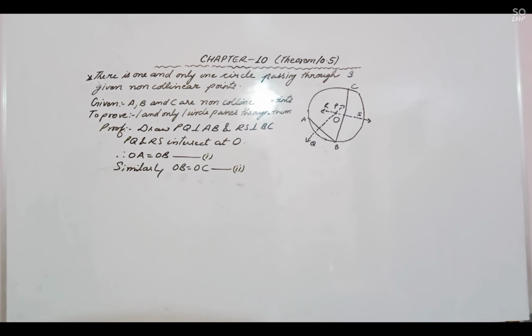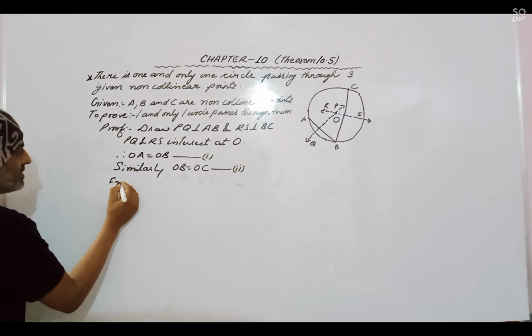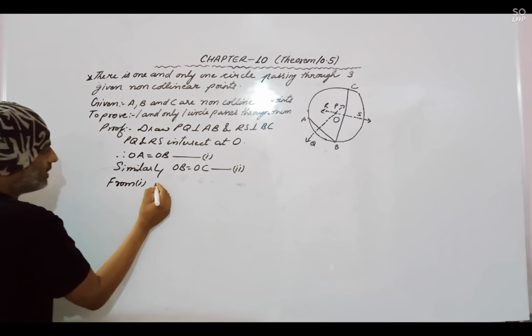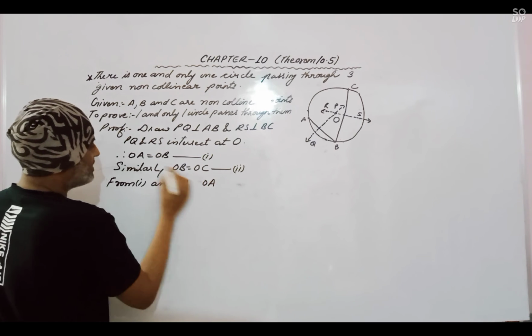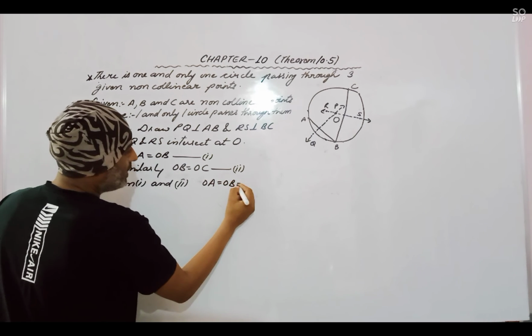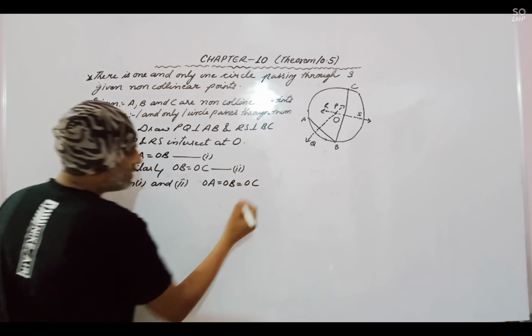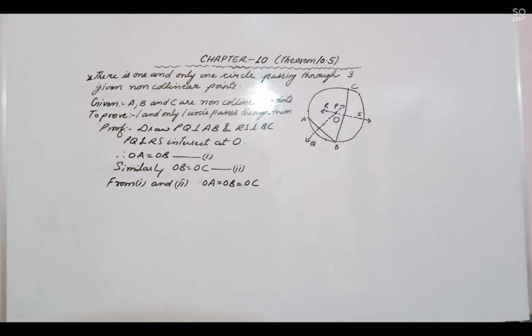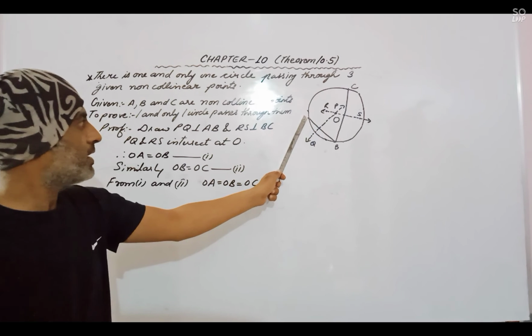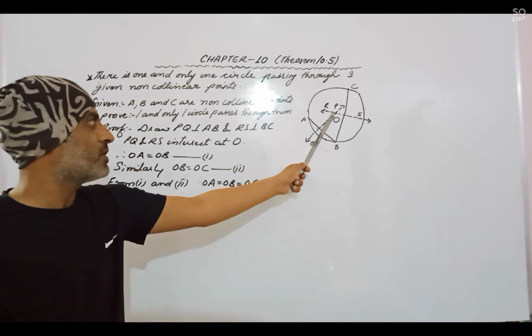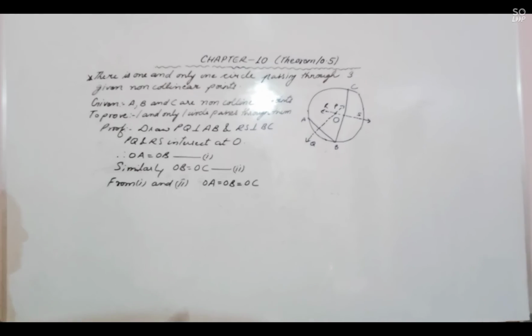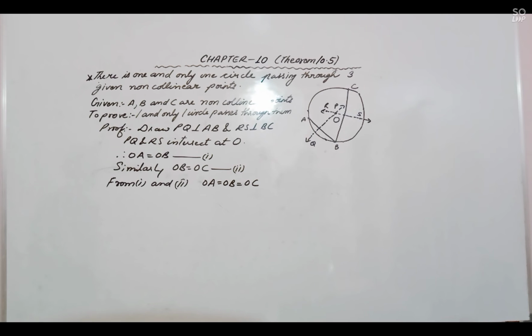Once this is done, from statements 1 and 2 that we have written, when comparing all this, we find that OA is equal to OB is equal to OC. So you can see here the distance of point A from O, the distance of point B from O, the distance of point C from O. You see all the distances are equal. It means all the 3 points are at equal distances from the center of the circle.